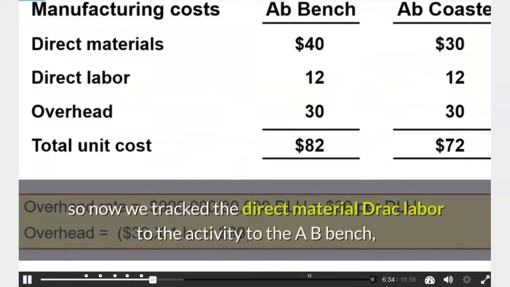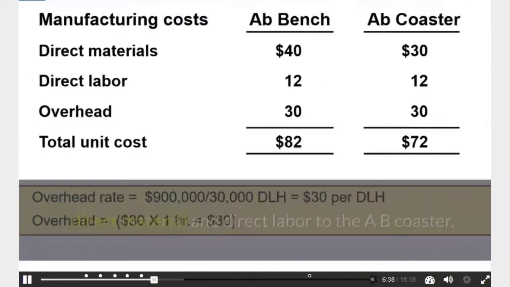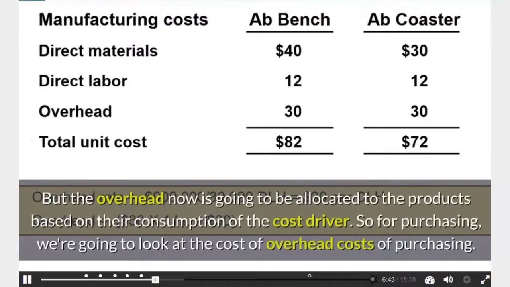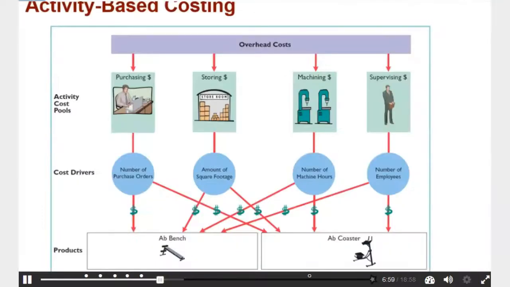So now we track the direct material and direct labor to the activity, to the AB bench, direct material and direct labor to the AB coaster. But the overhead now is going to be allocated to the products based on their consumption of the cost driver. So for purchasing, we're going to look at the overhead costs of purchasing. We say, well, what drives purchasing costs? Well, that would be the number of purchase orders. So that's our cost driver.